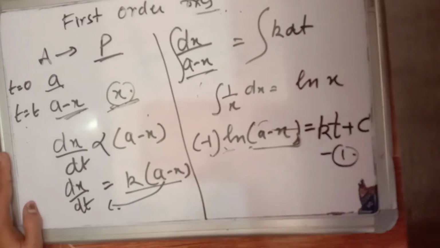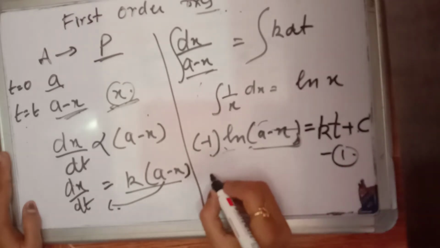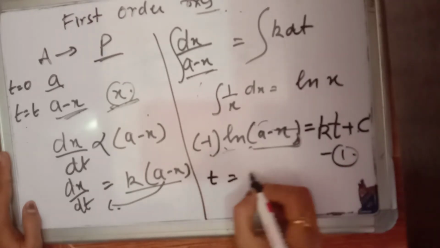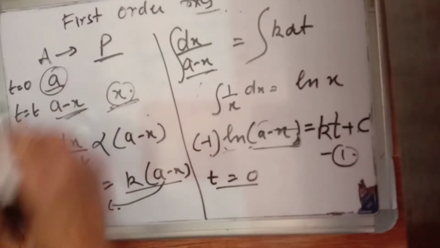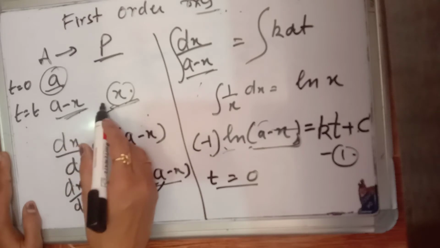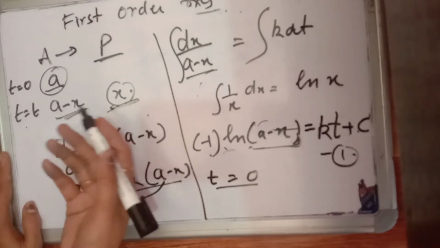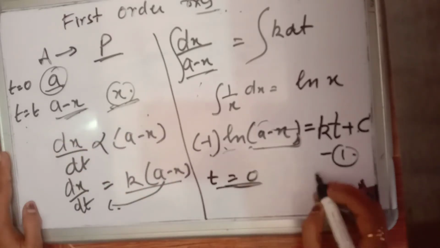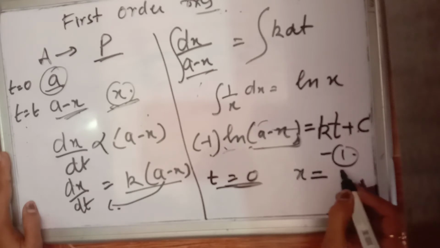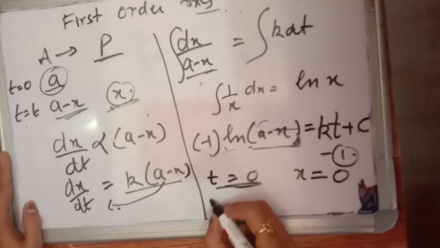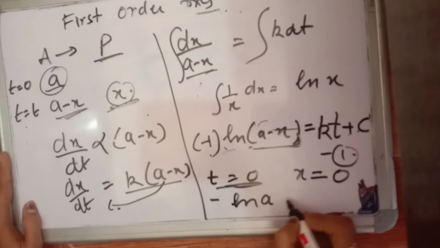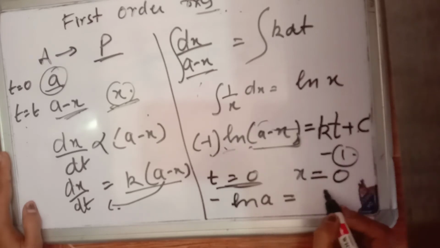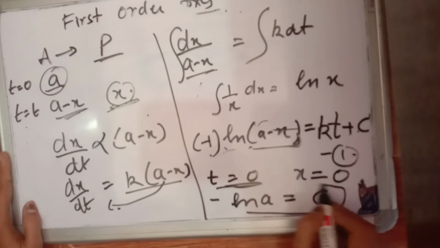Now our aim is to find C. How to find C? Applying same condition. When time is equal to 0, we know that only reactant is present, or x is 0 because none of the reactant has been reacted at time 0. So x is equal to 0. So it comes out to be minus log A is equal to k into 0 plus C. So this is my C.